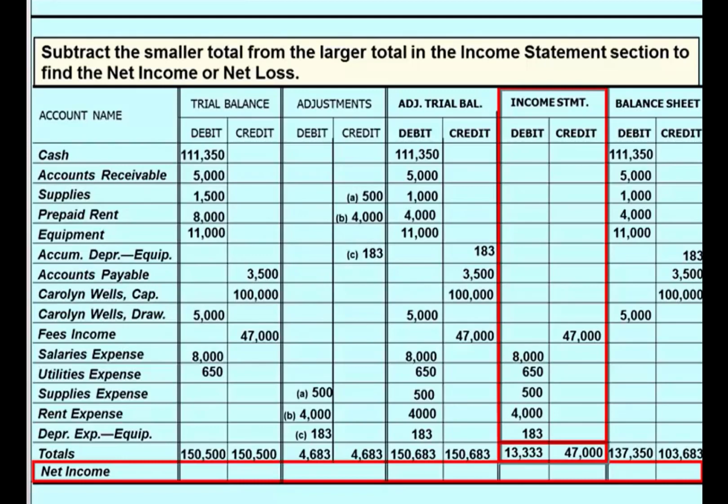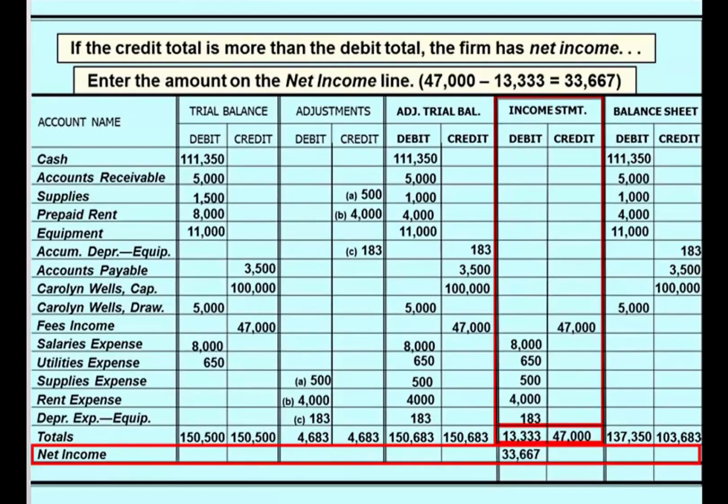Focus on the income statement section and subtract the smaller column total from the larger column total. You will notice that the totals of the columns do not balance. The difference is considered net income or net loss. For Wells Consulting Services, they had $33,667 of net income for the period. Place this amount in the debit column so that both of the income statement columns now balance.